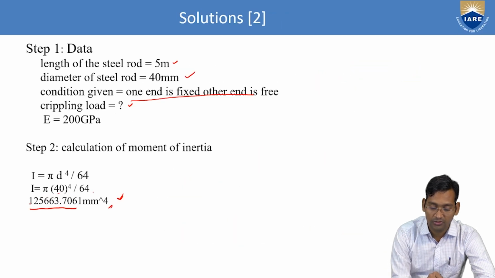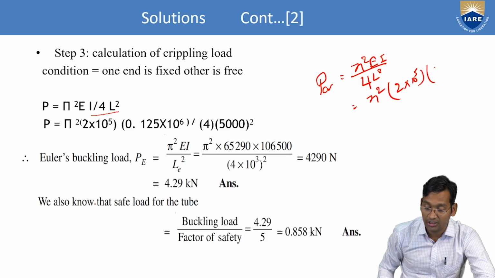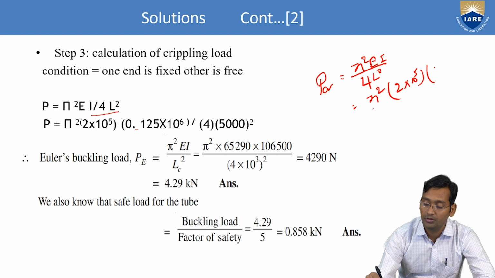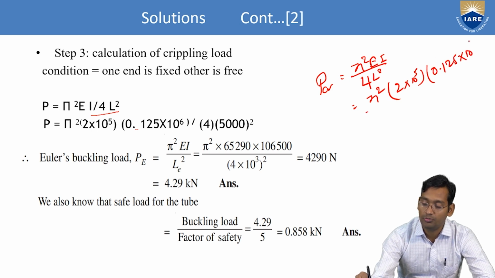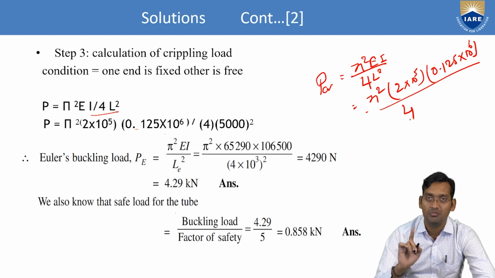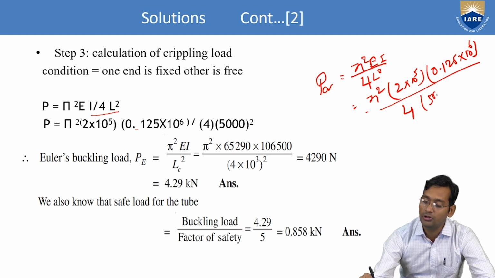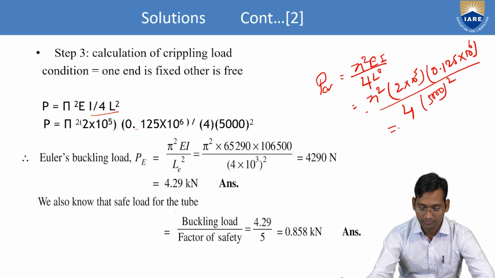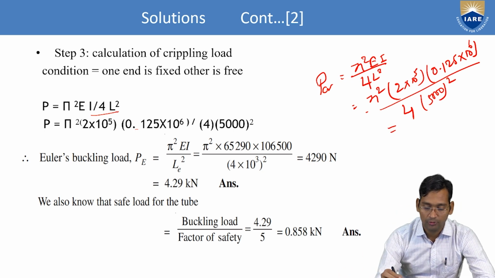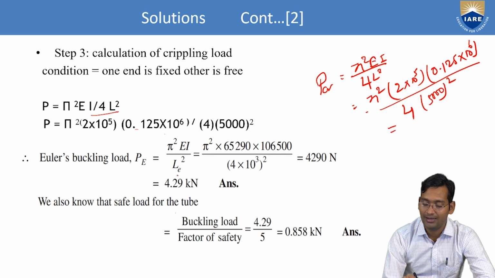I is 12566.3 mm to the power 4, or after converting into meter, you can write 0.125 into 10 to the power 6, whole divided by 4 and L square. L is how much? 5 meters, so that becomes 5,000. So 5,000 square. After simplifying, what you will get here is pi square EI by LE square.